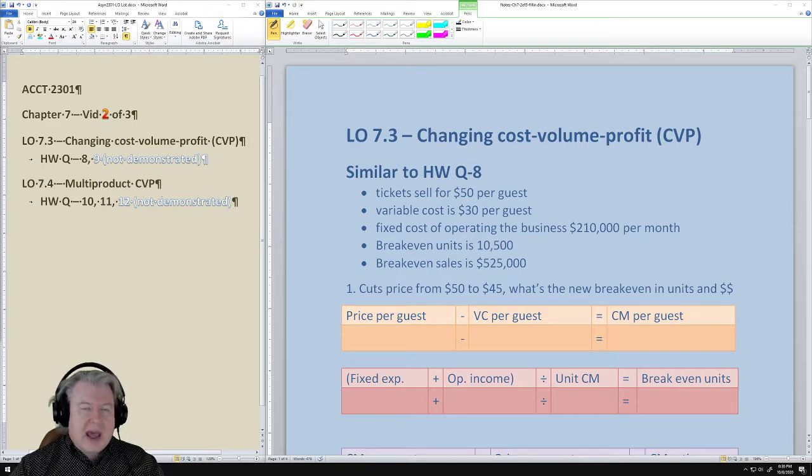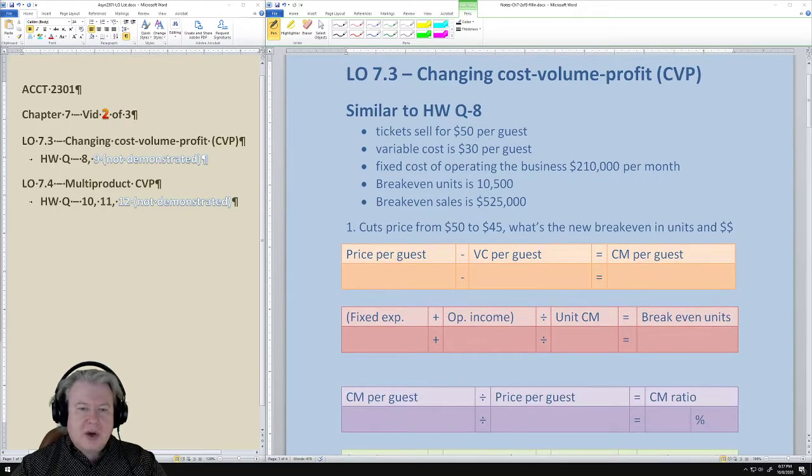We're also going to look at the fact that most companies have more than one product. So how can we use this CVP, this cost volume profit model, or the contribution margin model, when we have more than one product? We're going to take a look at that. And as you can see, I'm not going to cover all of the questions that are assigned because they are very similar. From the ones I do explain, you should be able to look through the others and figure them out.